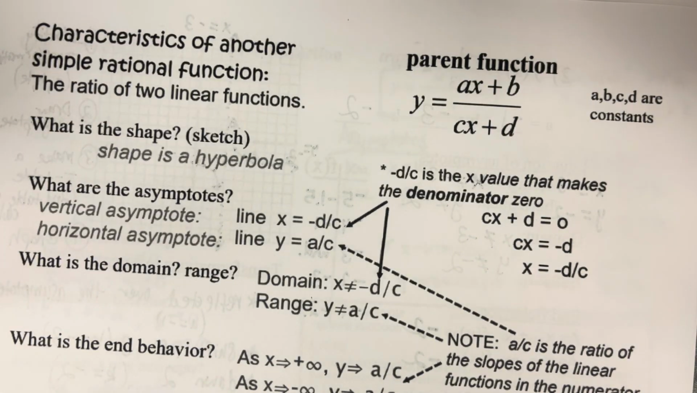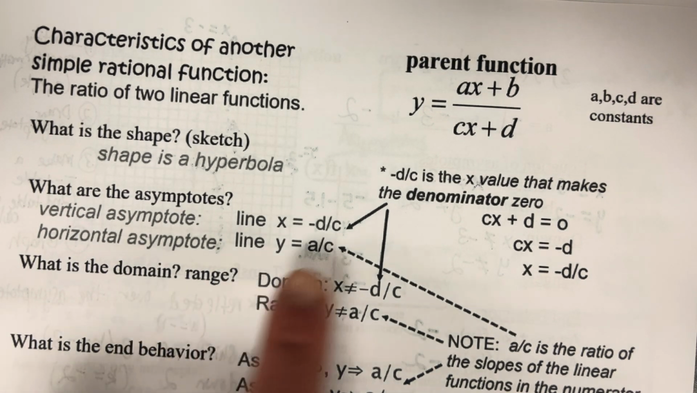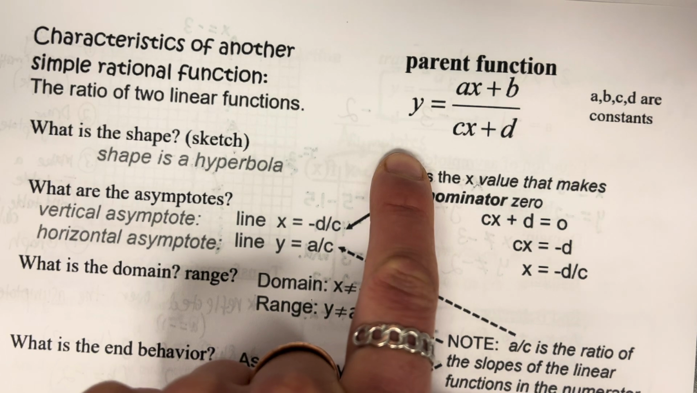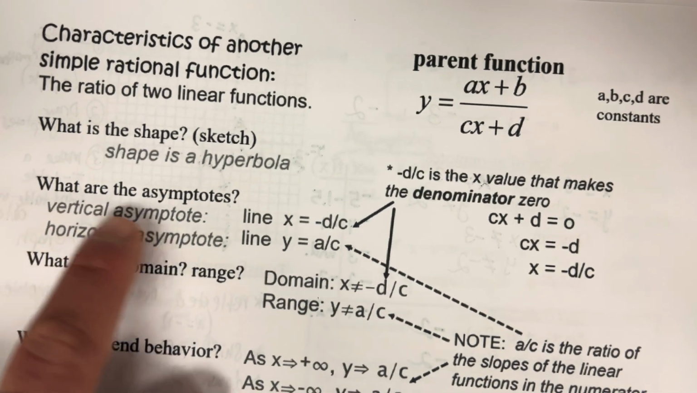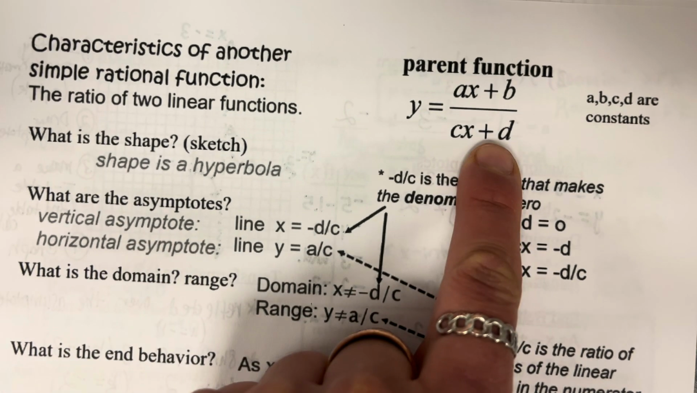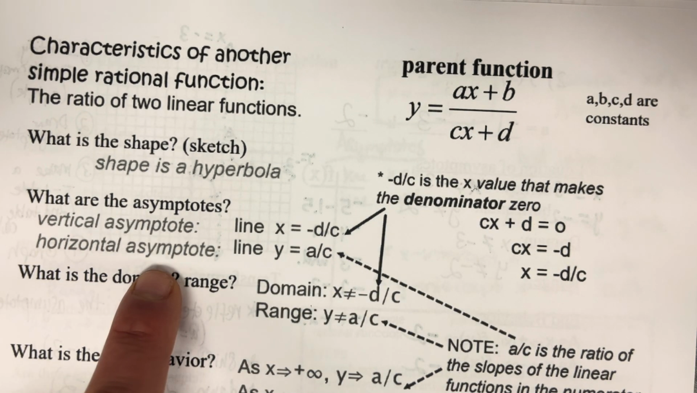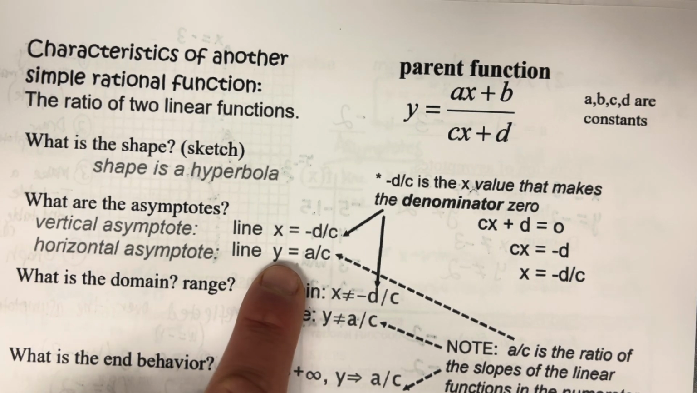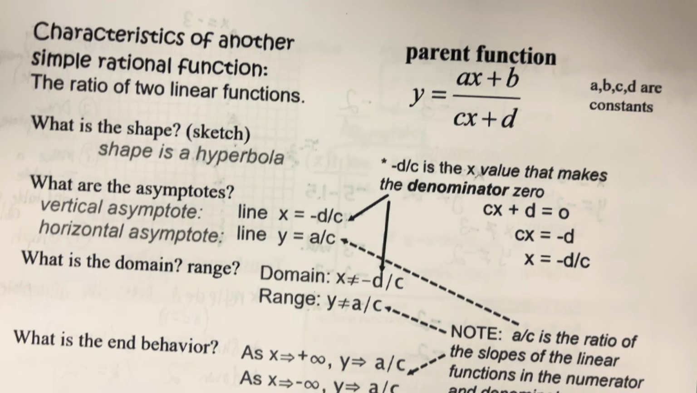So we're still graphing rational functions, but we're going to be doing it from a different form. Sometimes you'll see a ratio of linear functions, and the shape is still going to be a hyperbola. The vertical asymptote is going to happen when the denominator is 0. The horizontal asymptote is going to be at y equals a over c, which is the ratio of the two coefficients of x.